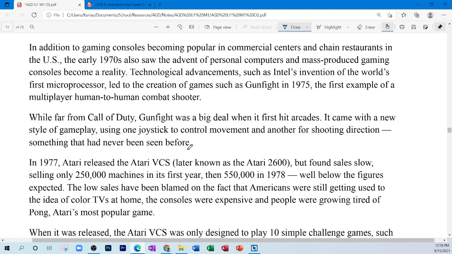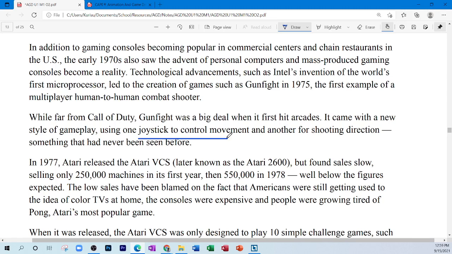In addition to gaming consoles becoming popular in commercial centers and chain restaurants in the US, the early 1970s also saw the advent of personal computers and mass-produced gaming consoles become a reality. Technological advancements such as Intel's invention of the world's first microprocessor led to the creation of games such as Gunfight in 1975, the first example of a multiplayer human-to-human combat shooter. While far from Call of Duty, Gunfight was a big deal when it first hit arcades. It came with a new style of gameplay, using one joystick to control movement and another for shooting direction, something that had never been seen before.